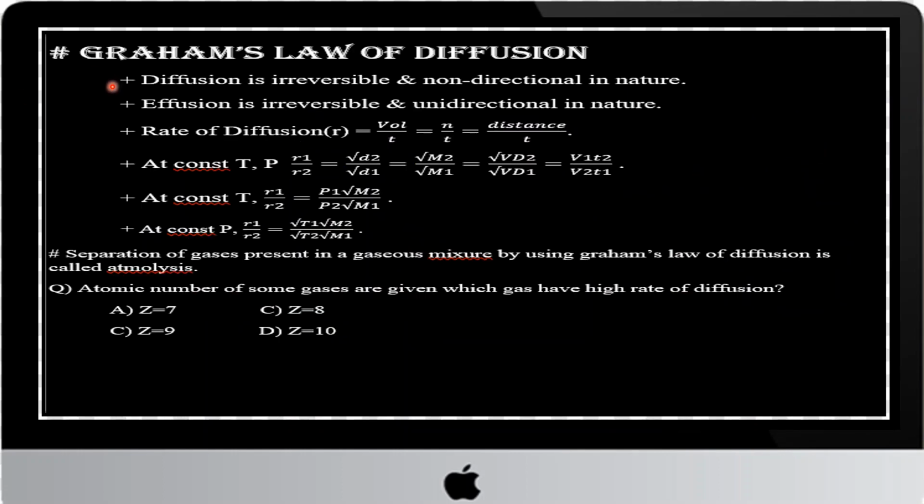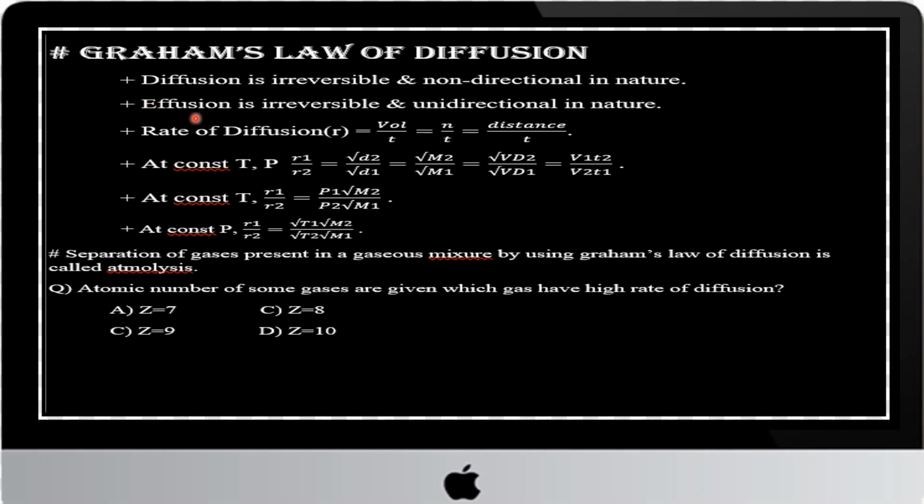This is another important subtopic in states of matter, that's Graham's law of diffusion. Here the first point is about diffusion. Diffusion is irreversible and non-directional in nature. The best example is perfume. Once you spray a body spray, it cannot come again into the same container, and it's non-directional. If you spray it in one direction, it does not go straight. It becomes random, and you will find the same fragrance even in corners also.